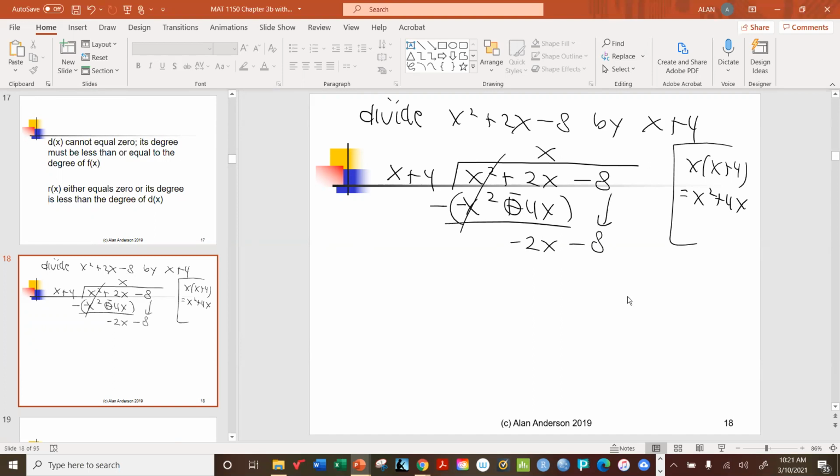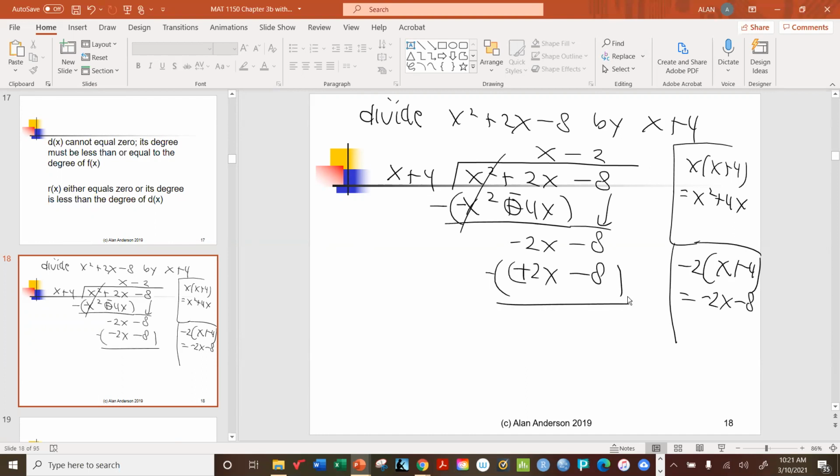This always comes down. Now, what I'm going to do is multiply this by negative 2, because negative 2 times x plus 4 is minus 2x minus 8. If I subtract that, both of these become positives, and I end up with 0. So what that proves is that x squared plus 2x minus 8 over x plus 4 equals x minus 2.